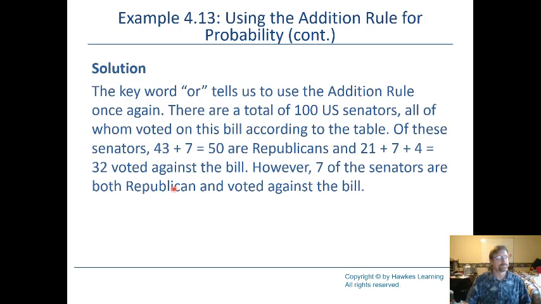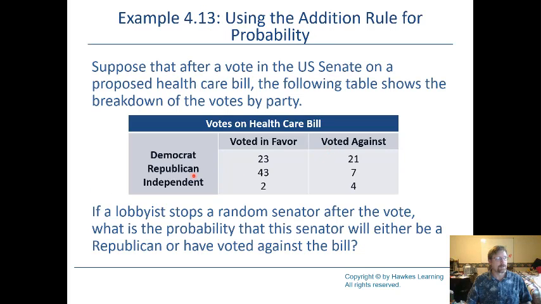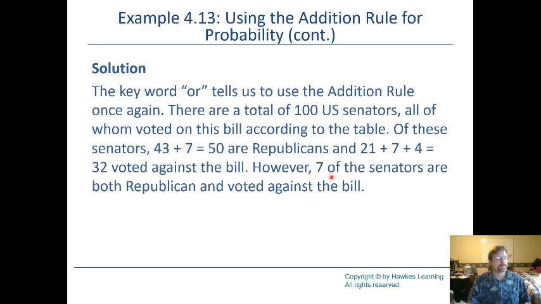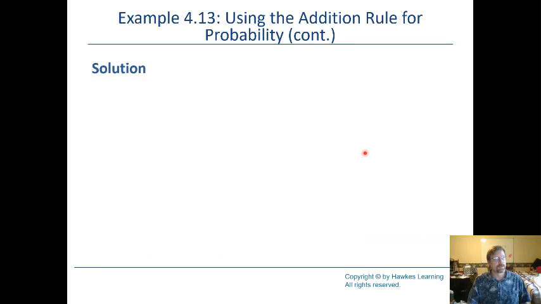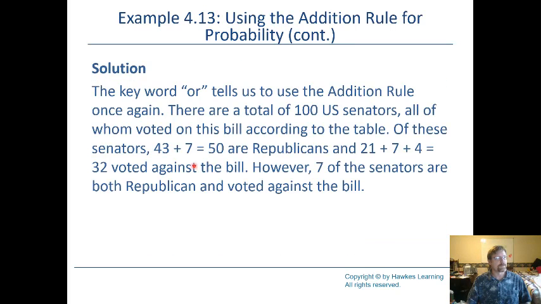Okay, so there are 100 senators. 43 plus 7 is 50 Republicans, right? There's our Republicans. And voted against, so we've got this column, 21, 7, and 4. So 21 plus 7 plus 4 is 32 that voted against the bill. 7 senators are both Republican and voted against the bill, so those are the numbers we're going to be needing.